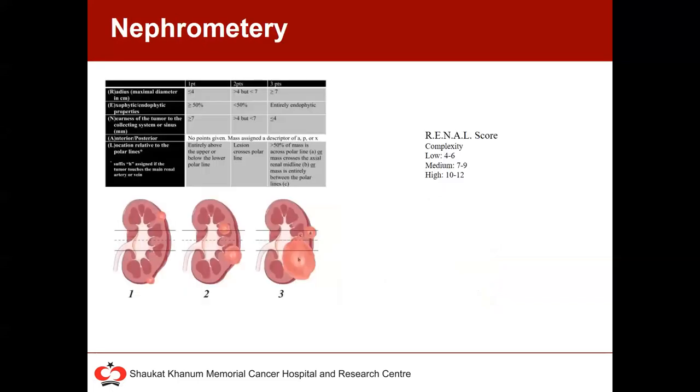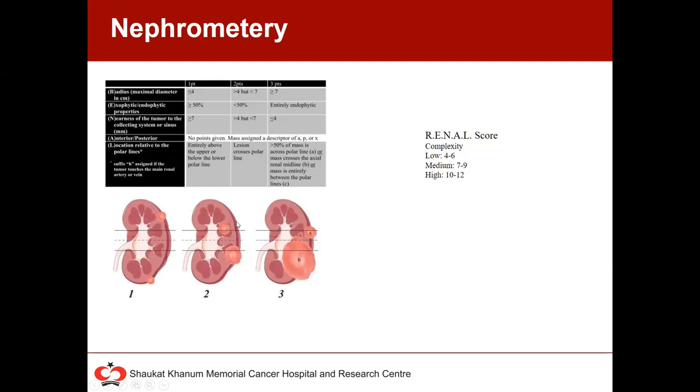So having done that, there are different nephrometry scores. So what do these nephrometry scores do? I think the one you're seeing on the slide is called the RENAL score. It predicts the complexity of the case. So you are looking at the radius of the lesion, how big it is, and then you score it accordingly. Is it exophytic, like you see here, more than 50% exophytic or less than 50% exophytic and more endophytic? Again, it tells you if it's more endophytic, you're probably not going to see anything on the surface.